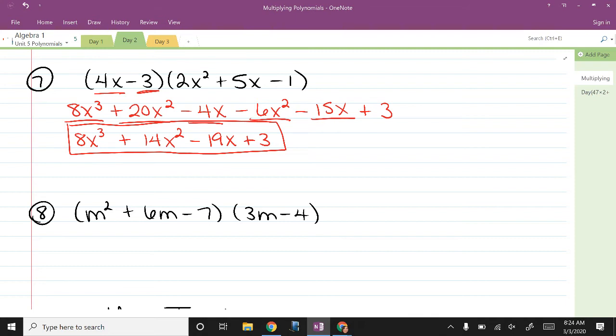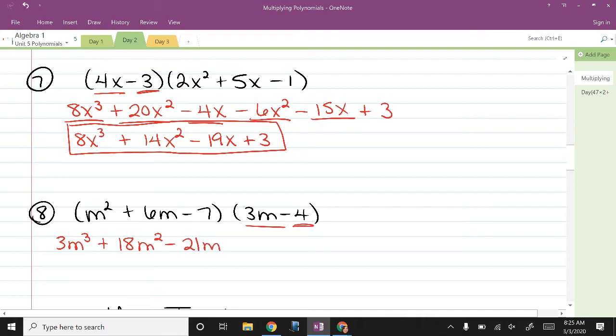Now, if you don't like it written like this, then go ahead and rewrite it the other way. I'm going to leave it alone because on your quiz tomorrow and on your practice, you might see something like this. So I'm just going to do it backwards and do 3m times all three terms in the trinomial. Okay? So what's 3m times m squared? 3m to the third. What's 3m times 6m? 18m, what power? Squared. And what's 3m times negative 7? Negative 21m. Good.